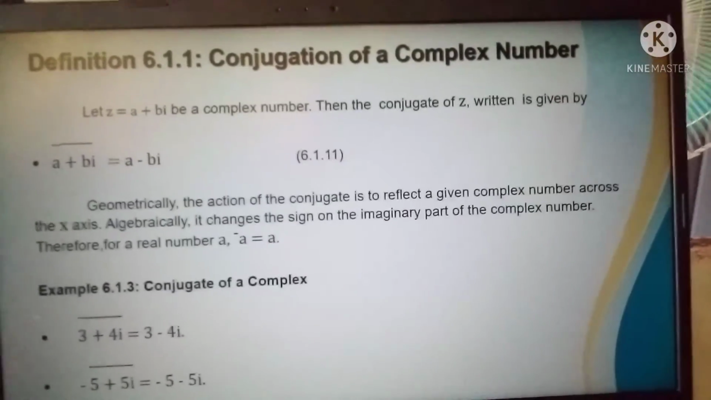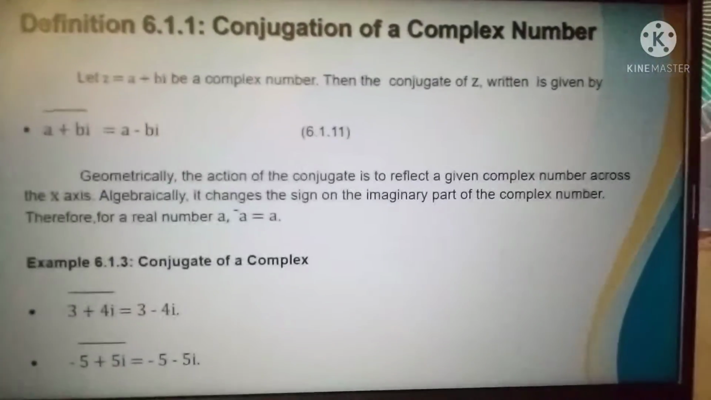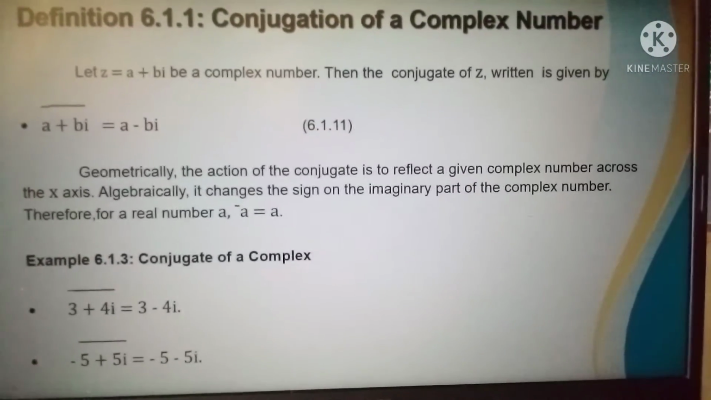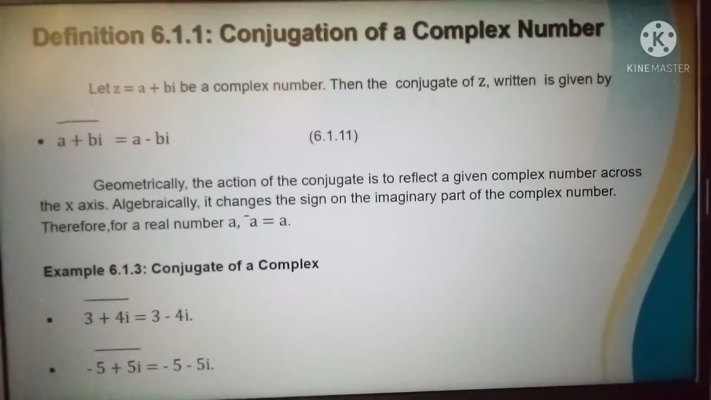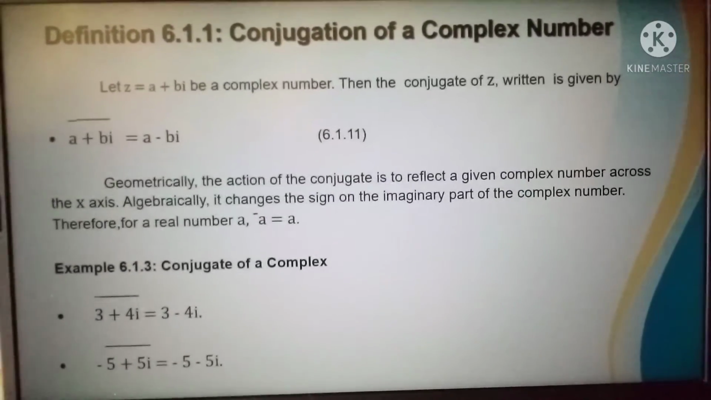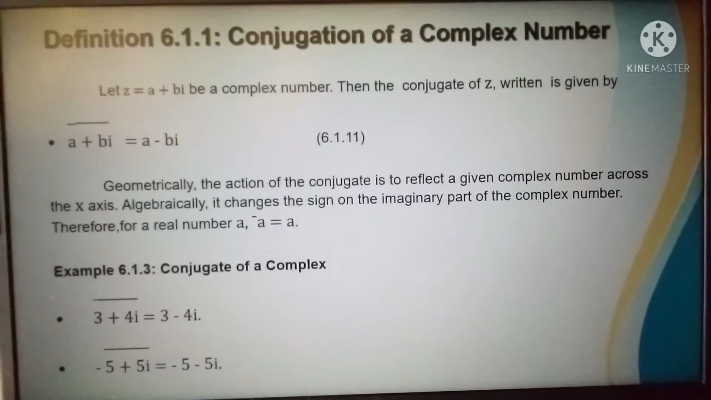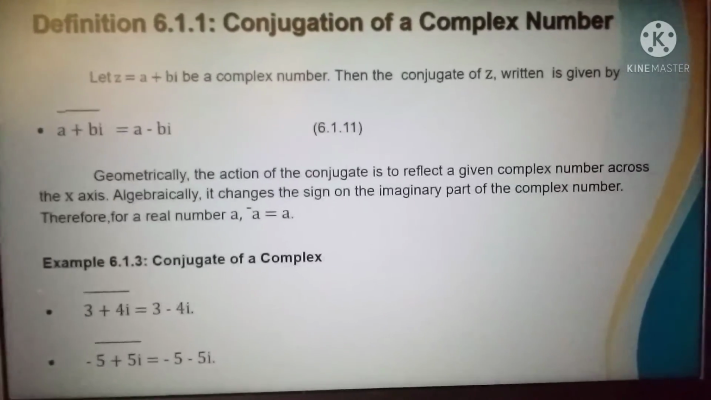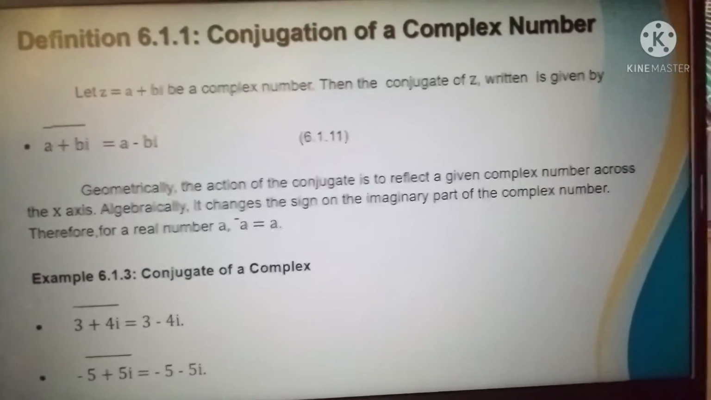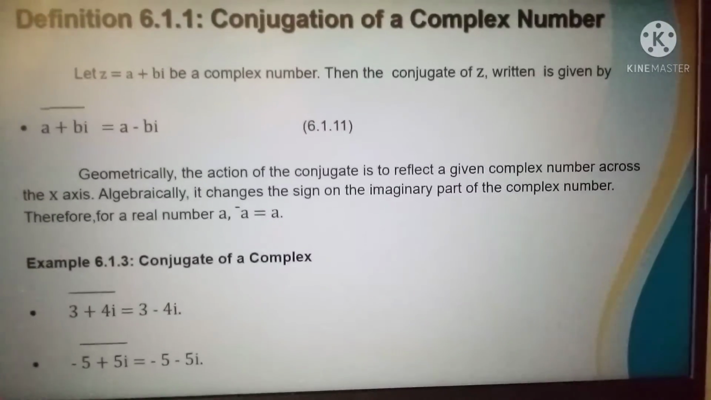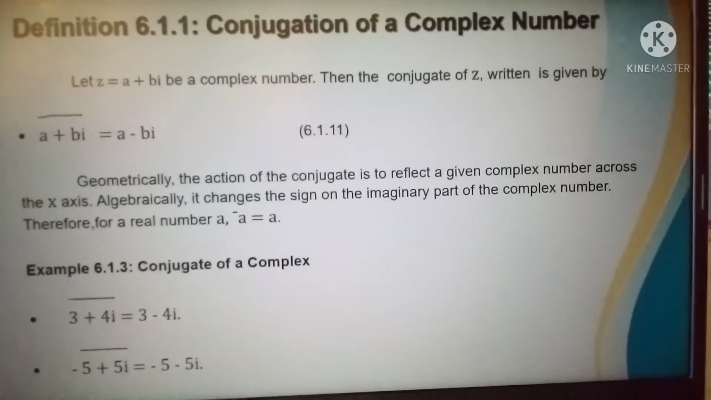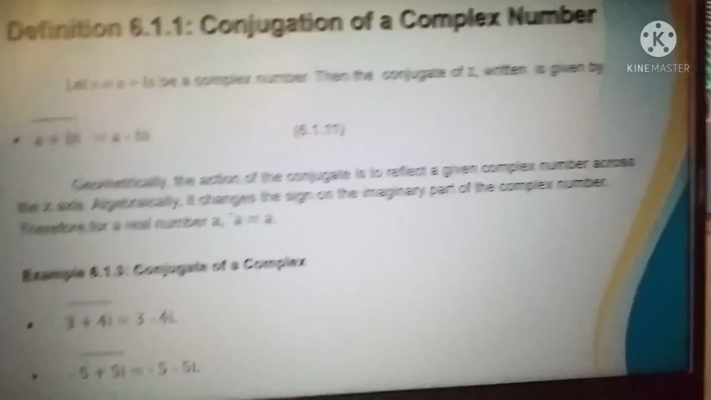So, we have conjugation of a complex number. Let z is equal to a plus bi be a complex number. Lagi niyo pong tandaan yun ha, na ang complex number is written in standard form which is a plus bi. Then, the conjugate of z, the conjugate of a plus bi, is equal to a minus bi.